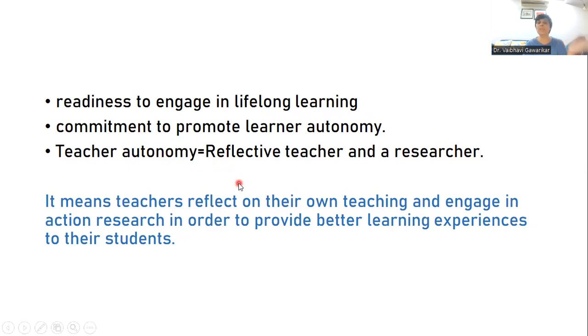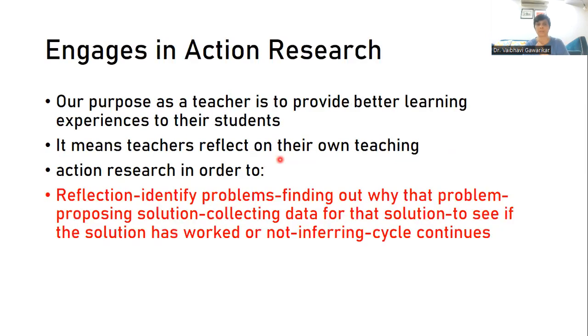And teacher autonomy is equal to reflective teacher and researcher. So you also start researching, because I think reflection is the primary component that needs to be understood for research to be taken up in your classes. We'll talk about research later. Right now, we're talking about reflection and teacher autonomy.